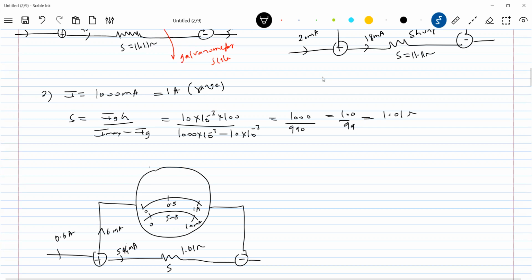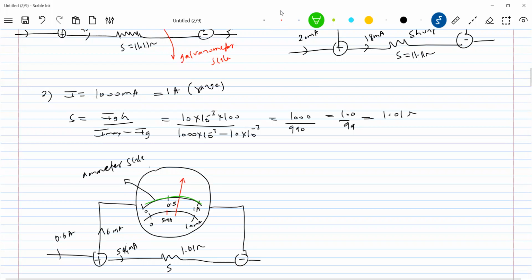594. So 6 milliampere. So how much current did I send? Actually 0.6 ampere. So where will the pointer be? Okay, got this one? So this is the ammeter scale. And the below one is what? The galvanometer scale.